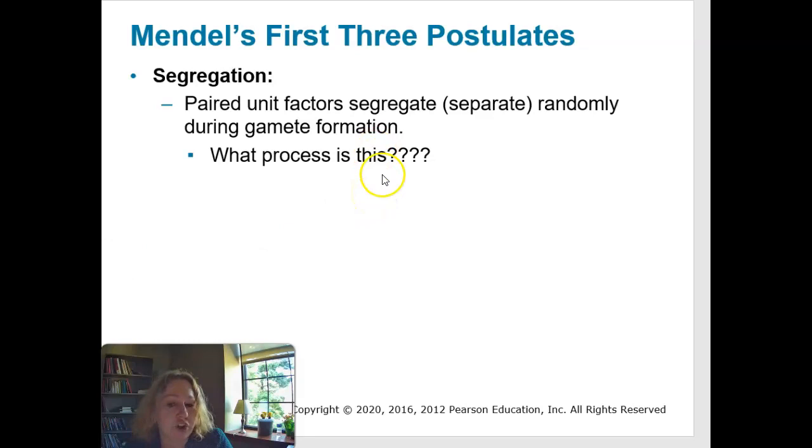Segregation. Paired unit factors segregate, separate randomly during gamete formation. Who remembers gamete formation? It's meiosis. Yes. Mitosis creates exact pairs. Meiosis creates gametes, egg and sperm, and they only have one copy. And that is what makes genetics possible.